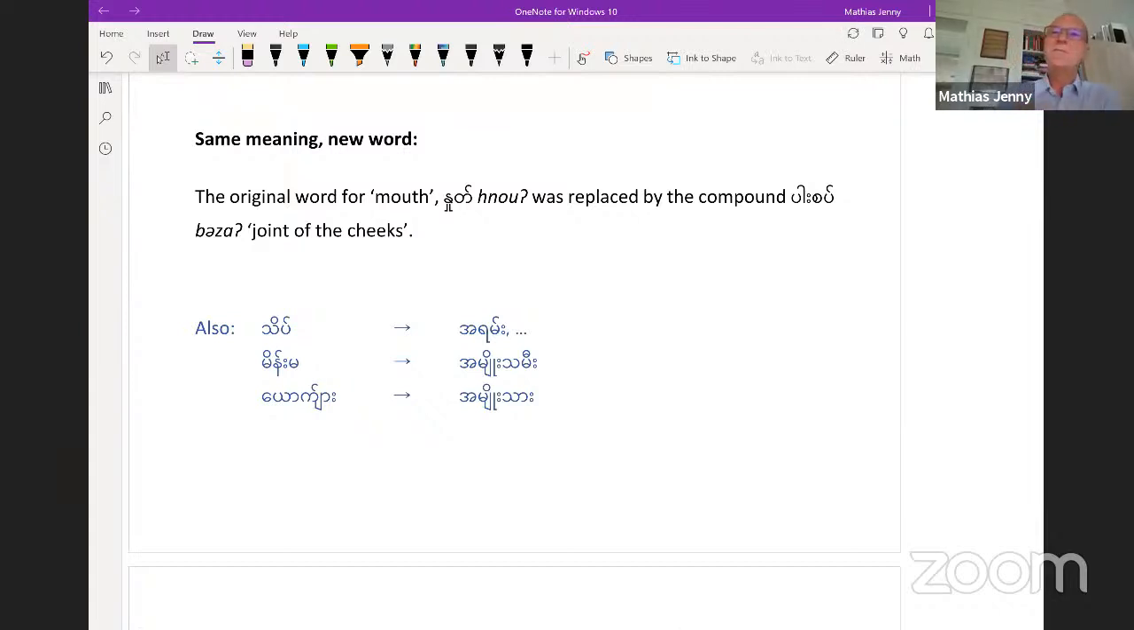In other cases, a meaning comes to be expressed by a new word. So Old Burmese, no, mouth. At some point, obviously, was, I don't know, was it impolite to use that? Whatever. It was replaced by ba sa, baza. And ba sa is where the cheeks come together. It's the border of the cheeks. So something very new. I don't know why this happened in Burmese. Maybe no became impolite, sort of taboo.